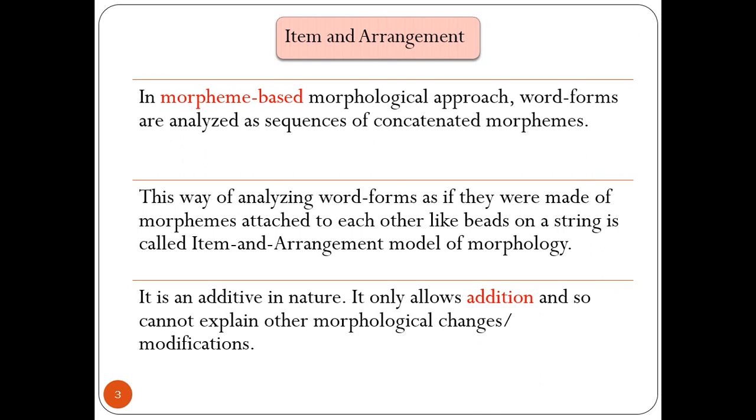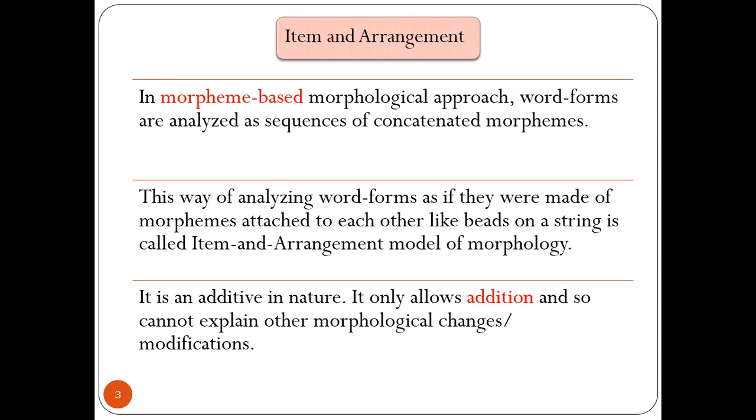This is a sort of addition, like we are adding morphemes to the base form. That's it. It is additive in nature. It only allows addition and so cannot explain other morphological changes or modifications. Like for example, it may tell you that we have childless. So we have one morpheme child and then we have less. Fine, these two morphemes.